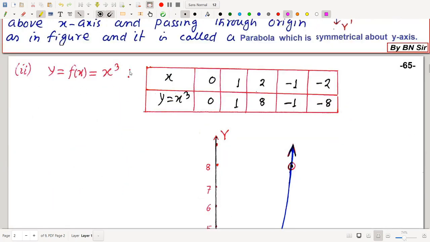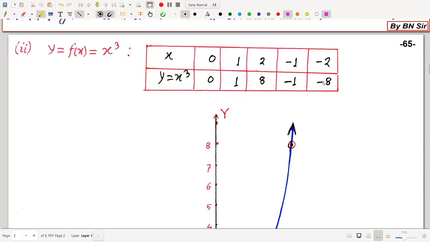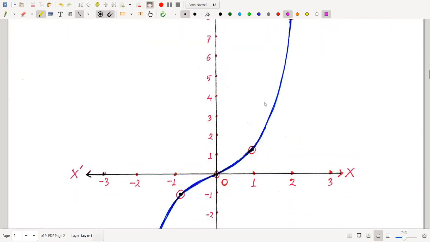Second one, y equal to f x equal to x cube. This time the table is this: y equal to x cube. 0 gives 0, 1 gives 1, 2 gives 2 cube, which is 8. Minus 1 cube is minus 1, minus 2 cube is minus 8. So this is a big number, that's why we have given only a small number of points here.